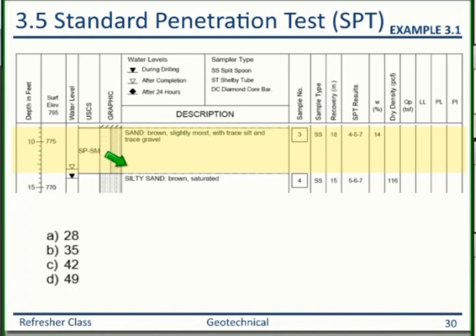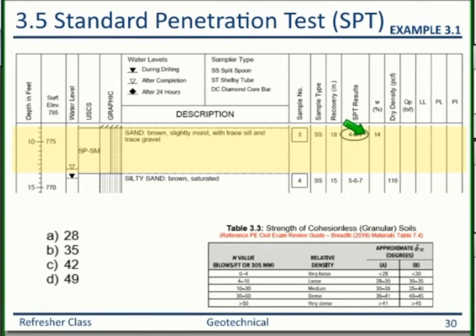If you look here, what is the N value for this sand? Can you tell me? What is the N value for this sand? It's 12, right? Because it says 4 for the first increment, 5 for the second increment, 7 for the third. Always take the second and third, so 5 plus 7 is 12. So your N value is 12. When your N value is 12, that means between 10 and 30, so the relative density is medium, but it didn't ask that.